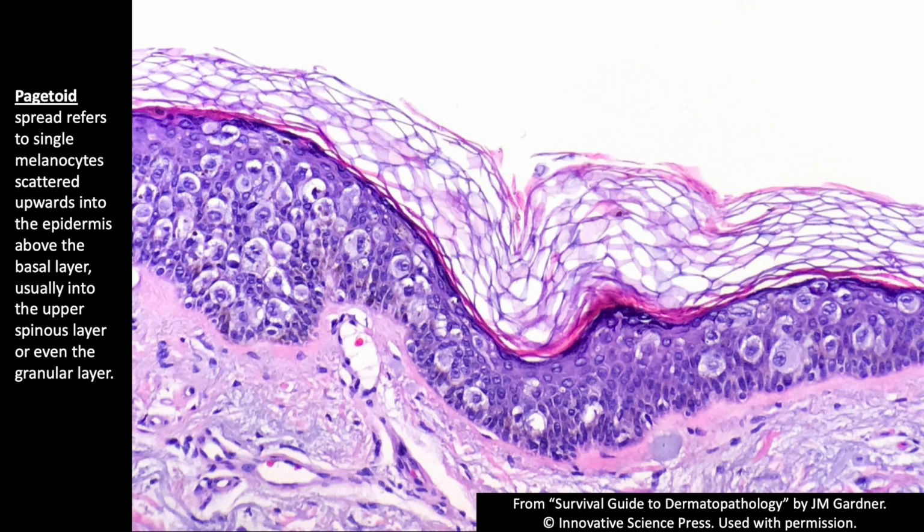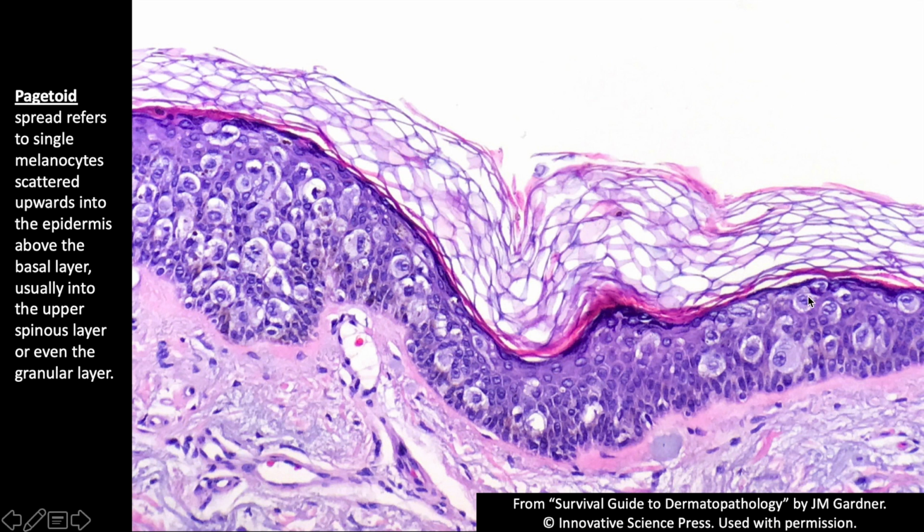So here's pagetoid spread. You couldn't ask for better than that. Obviously, in this case, we have definitely a melanoma in situ, ugly atypical epithelial melanocytes with lots of pagetoid. There's even a mitosis in here that looks kind of like a little frowny face or something. And so that's what pagetoid spread looks like.